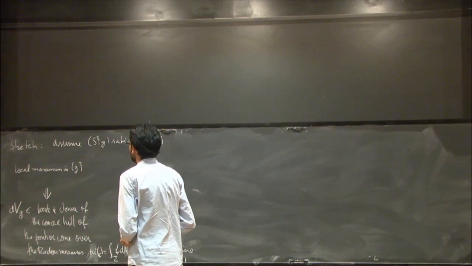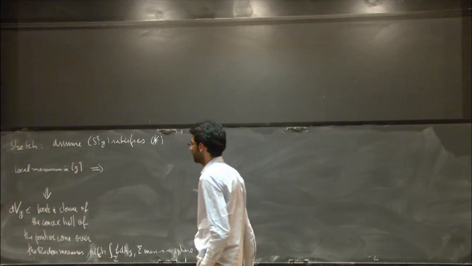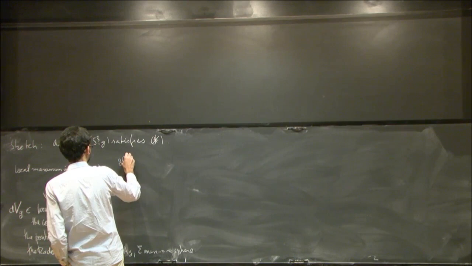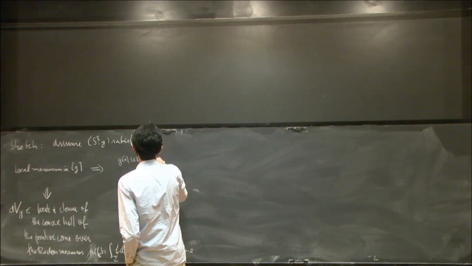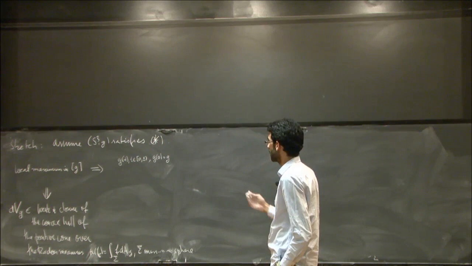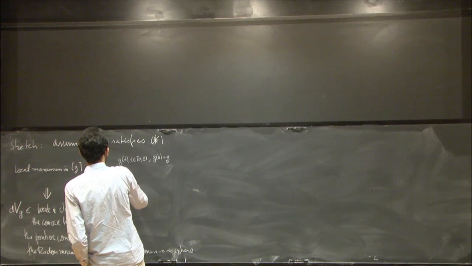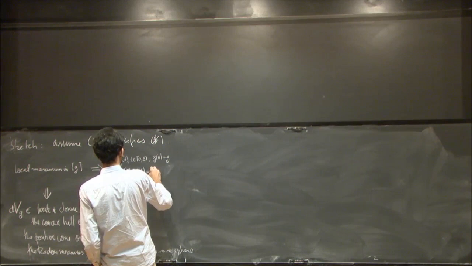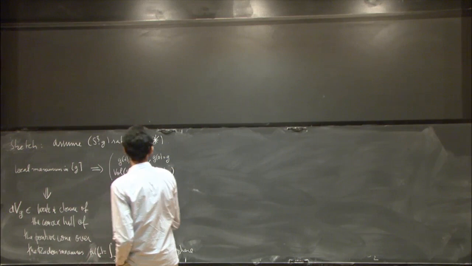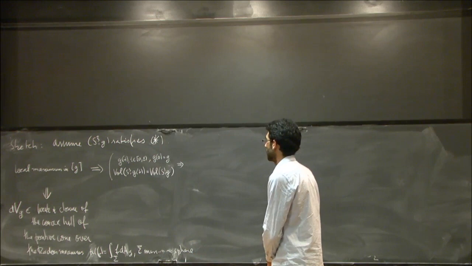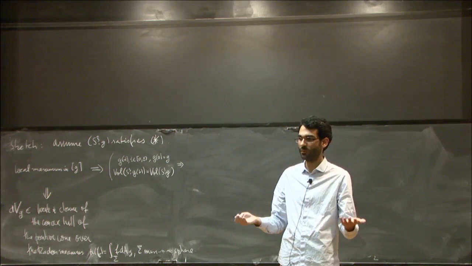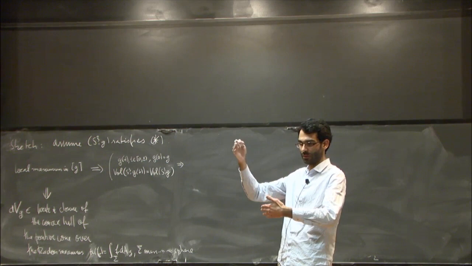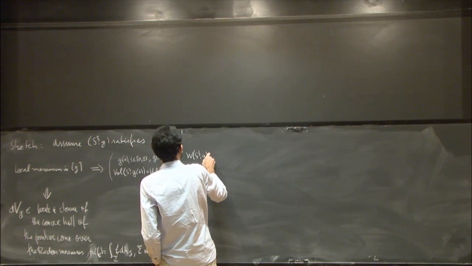So if this metric g is a local maximum, by definition, whenever I take a smooth family starting at g such that the volume is kept fixed, we must see the width decreasing, right? By definition of local maximum. If the volume is kept the same, I'm at a maximum of the width over the volume, so the width cannot increase. It will not increase, so this inequality holds.